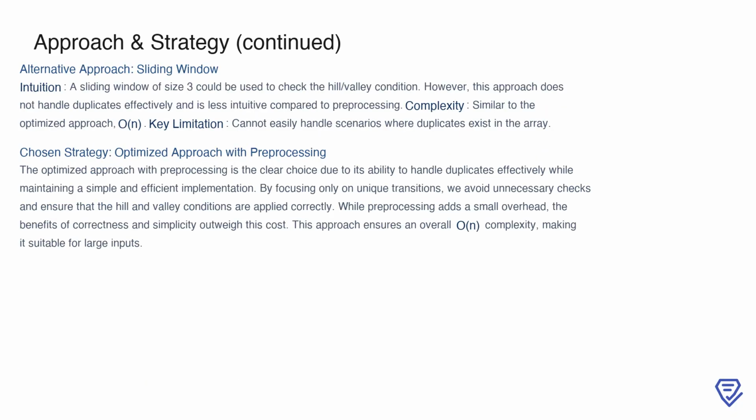Another method we could consider is the sliding window approach. Here, we use a window of size 3 to check the hill or valley condition at each step as the window slides through the array. While this method also has a time complexity of O(n), it doesn't handle duplicates as effectively as the optimized approach with pre-processing. When duplicates exist, the sliding window method struggles to identify unique transitions, leading to incorrect results or unnecessary checks. For this reason, the optimized approach with pre-processing is clearly the better choice.